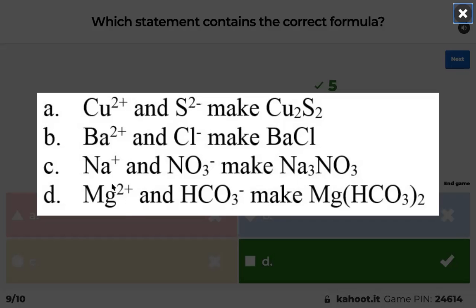So D is the correct one. You have a +2 and you have a -1. So that means we need 2 of this polyatomic ion. And since it's a polyatomic ion, we have to put it in parentheses and put that 2 subscript outside. So that's the one that is correctly written.